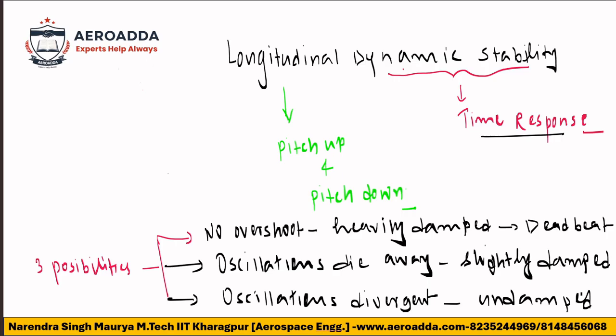We are talking about the longitudinal dynamic. So after the disturbance, the aircraft will respond, time response. That means the dynamic condition of the aircraft after the disturbance. It may try to get back to its original condition, but there are three possibilities. In three ways the aircraft can return to its original condition. That is the meaning of it. Three possibilities means after the disturbance. I'll show you more clearly.